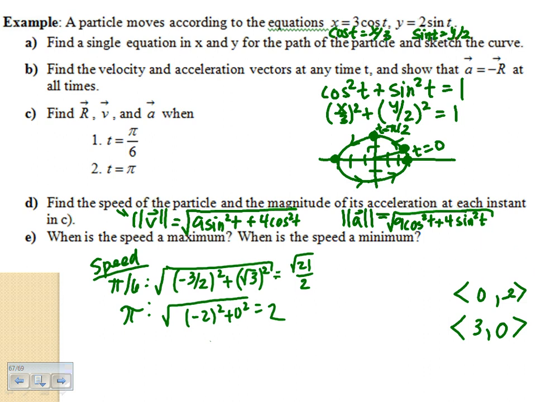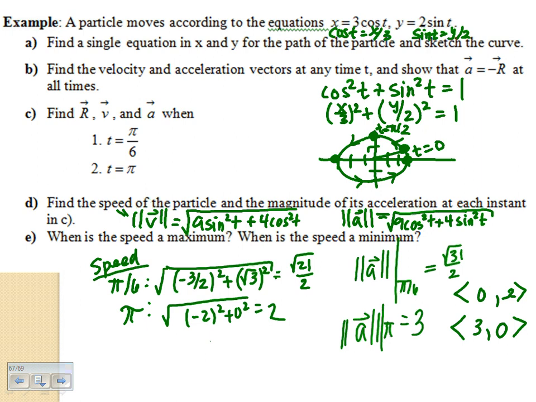I'm going to get rid of my position code. So the magnitude of the acceleration evaluated at pi over 6 would be radical 31 over 2 is what I got. See if you get that. You did or did not? Okay. And then the acceleration magnitude at pi would be 3. Does anybody want the formula written out? Okay.